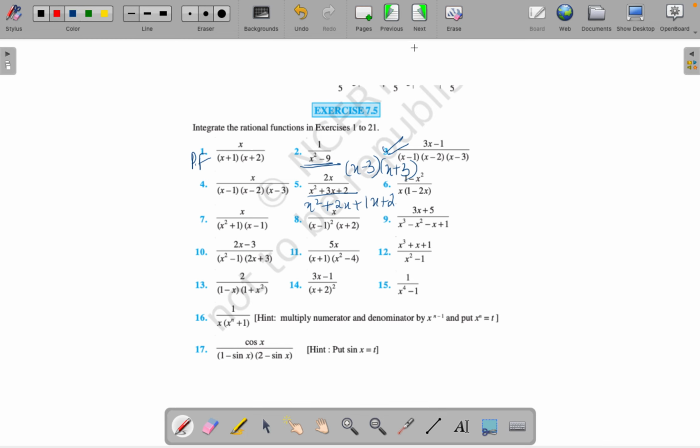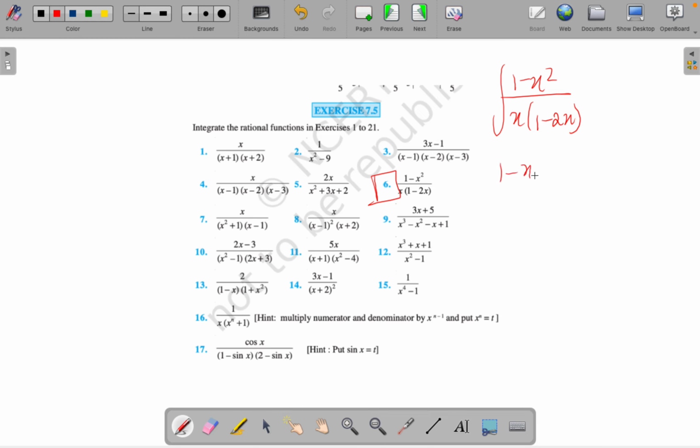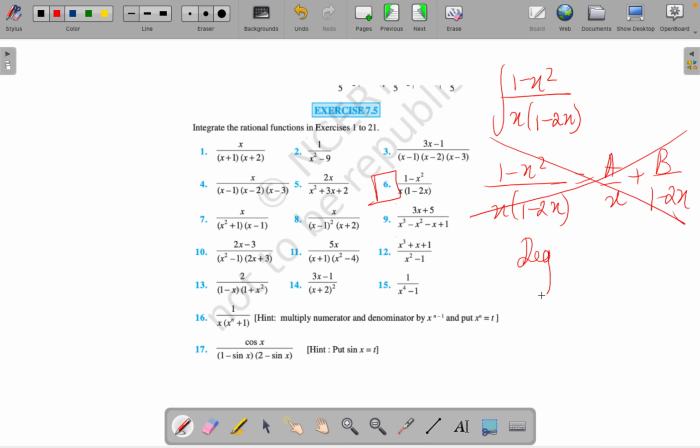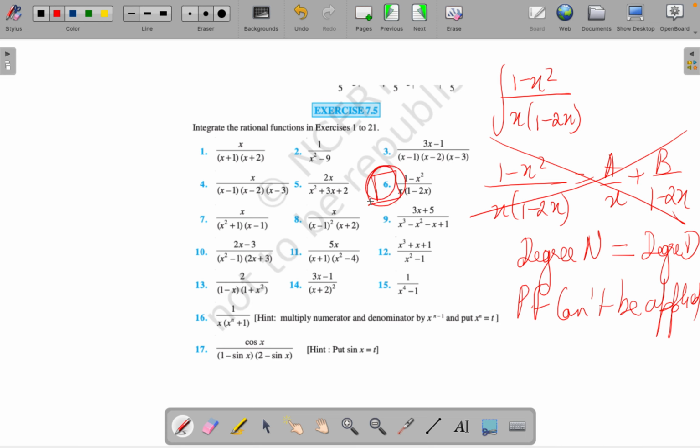Have a look here, children. Here is the mistake. In this question, you cannot write this as 1 minus x square upon x into 1 minus 2x just because it has two factors. You can't say that it will be a upon the first factor plus b upon the second factor. This is a wrong method. Why? Again, check the degree, children. Degree of numerator is equal to degree of denominator. So that is why partial fraction can't be applied. We will do this question in the next video.